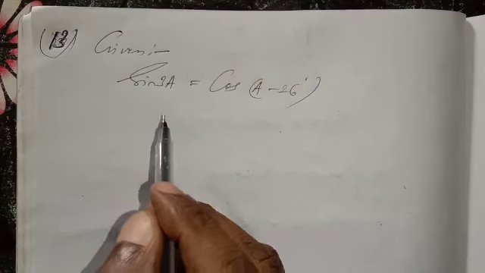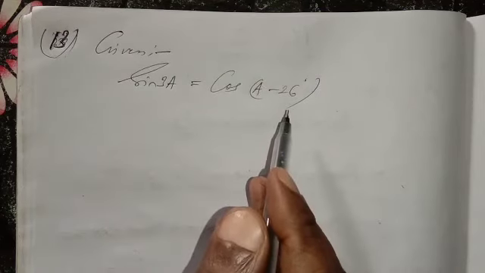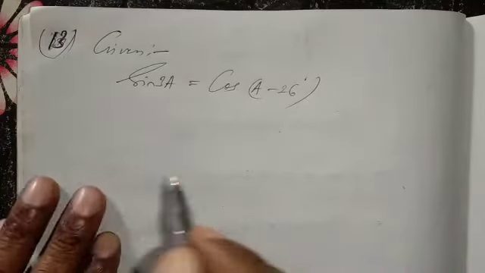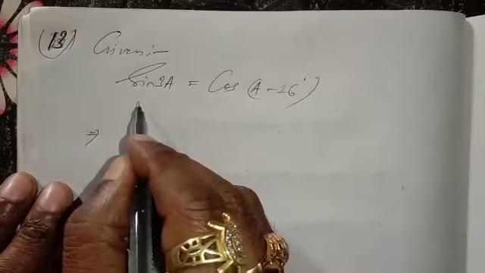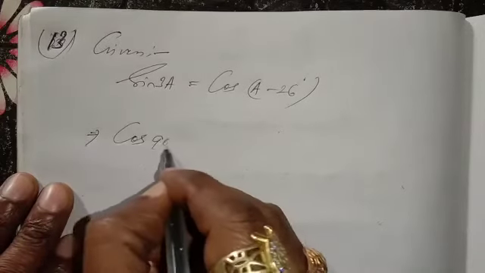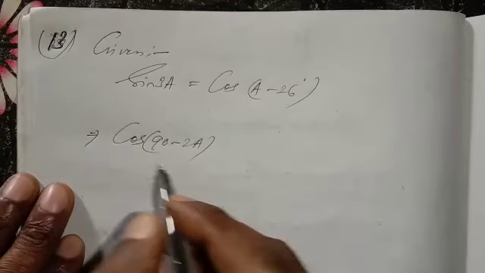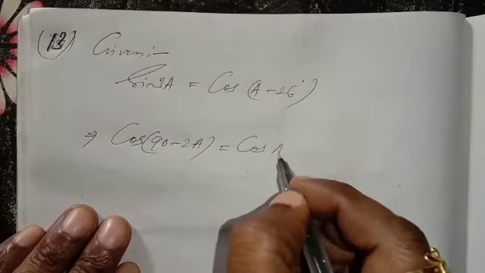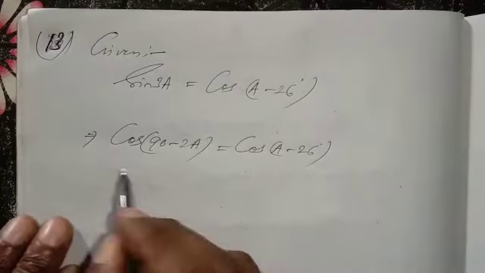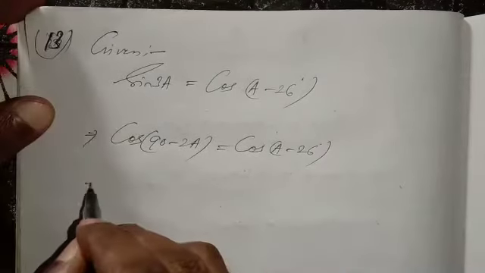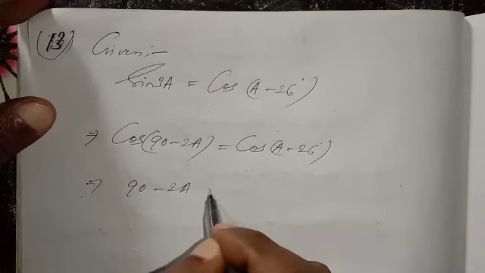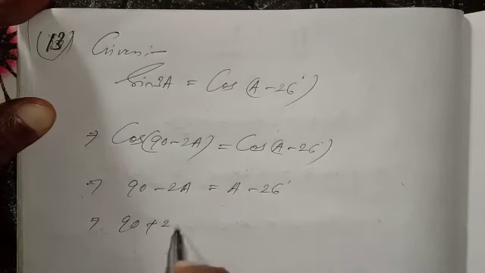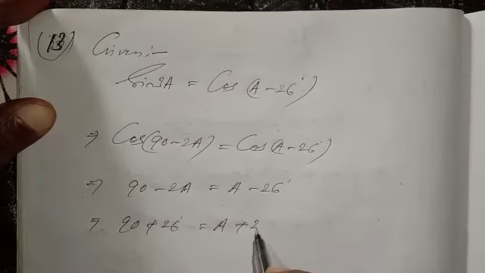It is given sin 3a is equal to cos a minus 26 degree, where 3a is an acute angle. Find the value of a. Just do one thing here: sin 3a we can write as cos 90 minus 2a. So cos 90 minus 2a is equal to sin 3a, and here cos a minus 26 degree. Now comparing both sides, we get 90 minus 2a is equal to a minus 26 degree. Therefore 90 plus 26 will be a plus 2a.